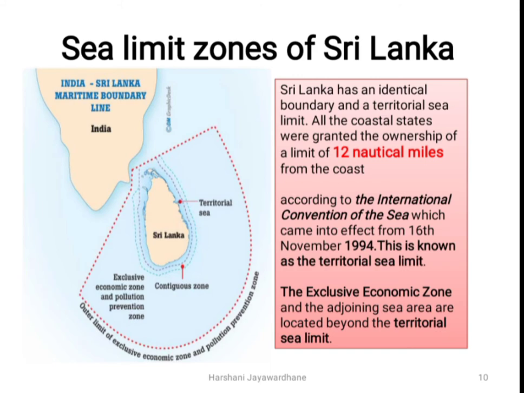Sri Lanka has an identical boundary and a territorial sea limit. All coastal states were granted ownership of a limit of 12 nautical miles. From the coast out to the sea, 12 nautical miles are owned by Sri Lanka. That was made under the International Convention on the Law of the Sea, which came into effect on the 16th of November 1994. This is known as the territorial sea limit. If someone asks you what the territorial sea limit of Sri Lanka is, it is 12 nautical miles.